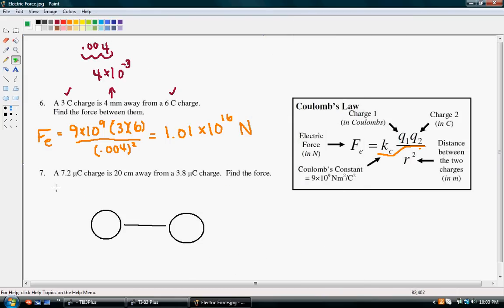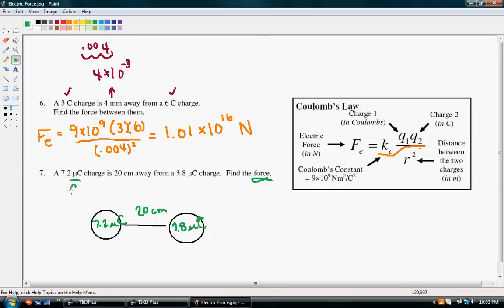The second problem says, a charge of 7.2 microcoulombs is 20 centimeters away from a 3.8 microcoulomb charge. Find the force. Alright, so here we have 7.2 microcoulombs, and it is 20 centimeters away from a 3.8 microcoulomb charge. Okay, so first things first, we need to figure out if our units are standard.